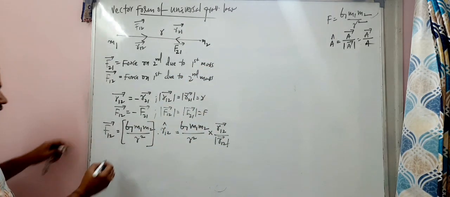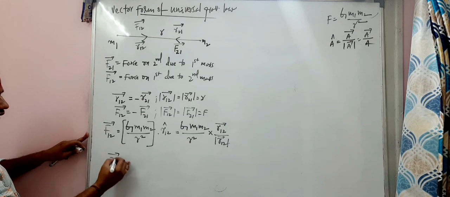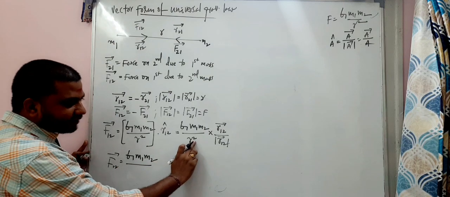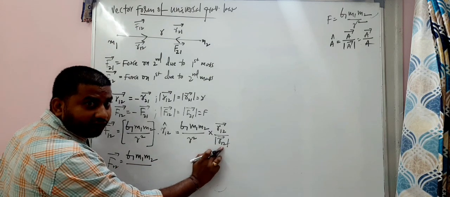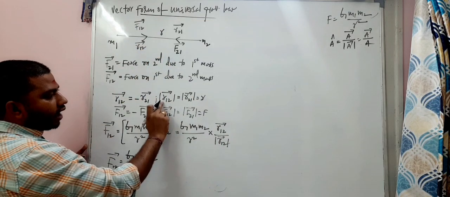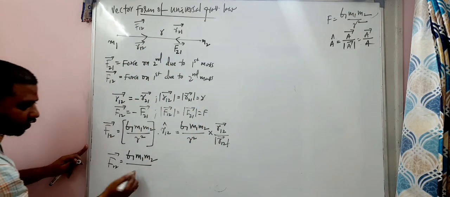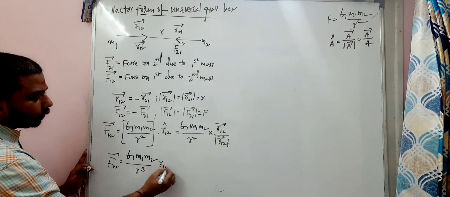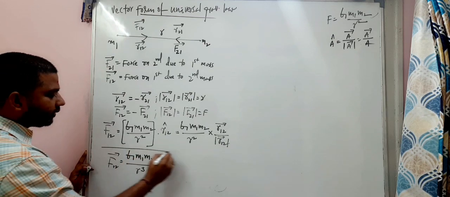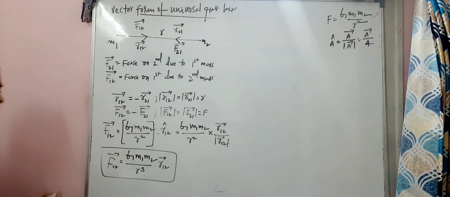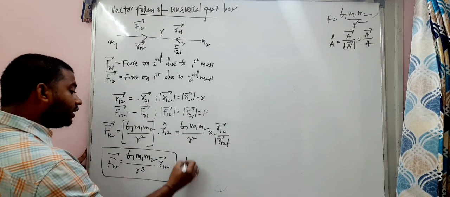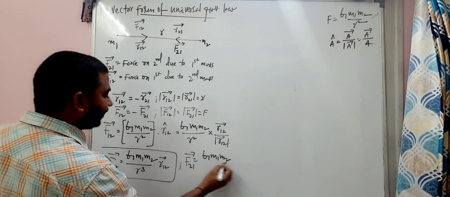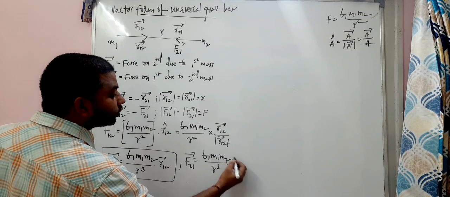Finally, F12 bar is equal to G m1 m2 divided by r square into R12 bar over magnitude of R12 bar. The magnitude of R12 bar is equal to R, so the denominator becomes R cube. So G m1 m2 by R cube into R12 bar is the F12 bar expression. The F21 bar expression is also similar: G m1 m2 divided by R cube into R21 bar.